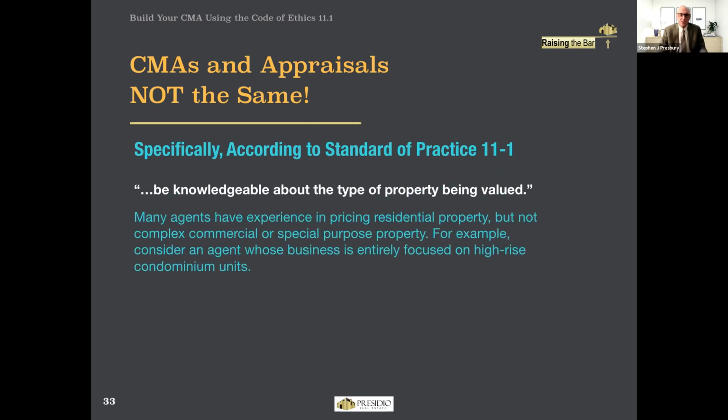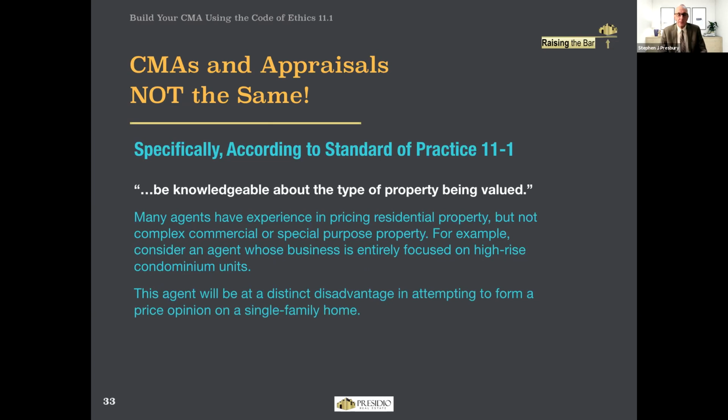Many agents have experience in pricing residential property, but not complex commercial or special purpose property. For example, consider an agent whose business is entirely focused on high-rise condominium units. This agent will be at a distinct disadvantage in attempting to form a price opinion on a single-family home. Agents should ask themselves, do I understand this segment of the market and how it behaves?